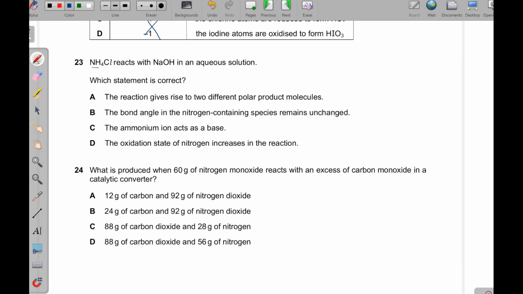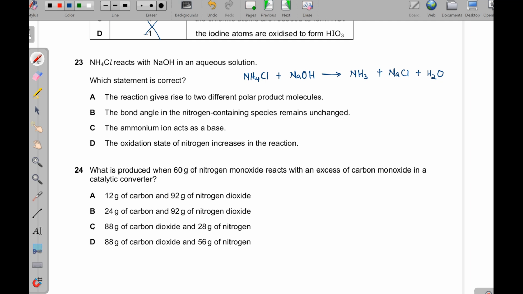Question 23. Ammonium chloride reacts with sodium hydroxide in an aqueous solution. Which statement is correct? So whenever you warm any salt of ammonia with a strong alkali, you will always get ammonia as a gas given off. So we have ammonium chloride plus sodium hydroxide. So first we put off the ammonia with its strong pungent smell, then plus what else shall we have? Sodium chloride and then water.